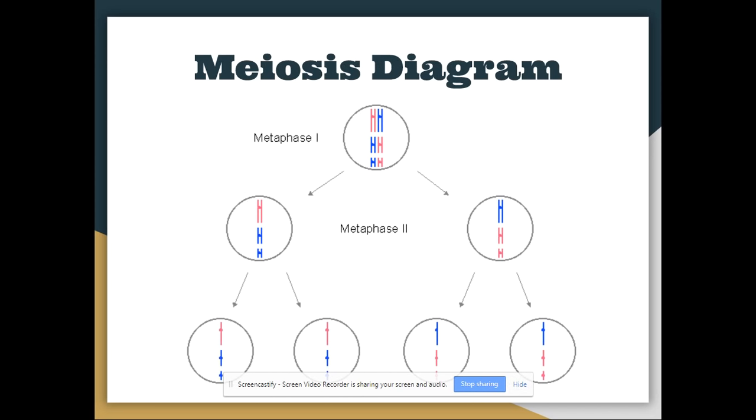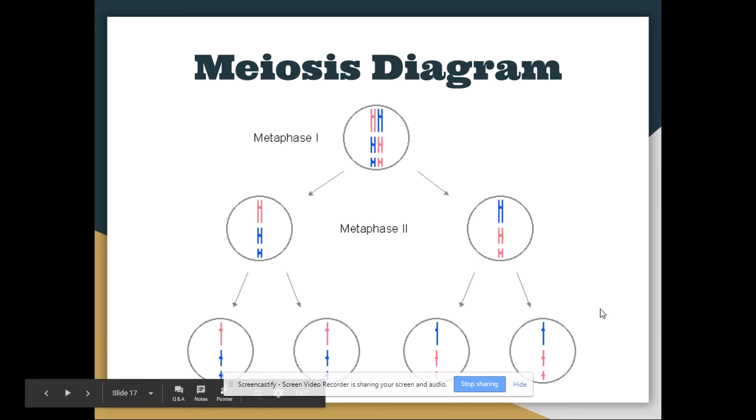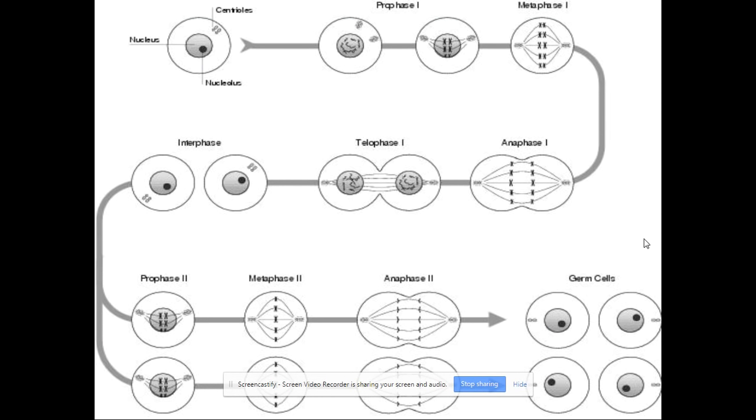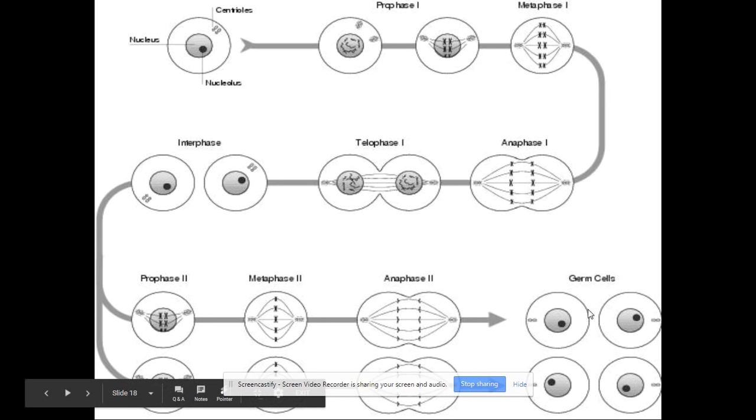So here's a really simplified diagram. Basically, you're starting with those pairs, you divide the pairs into 2 new cells, and then we divide those pairs in half into 4 new cells that each have half of the genetic information. Here's a different picture with a little bit more illustrated visual. So we're going from prophase 1 through metaphase, anaphase, telophase 1, and then we have 2 new cells. Those 2 cells each go through the second phases until you get 4 new haploid cells. Remember, these 4 cells are all genetically different. They're not the same.